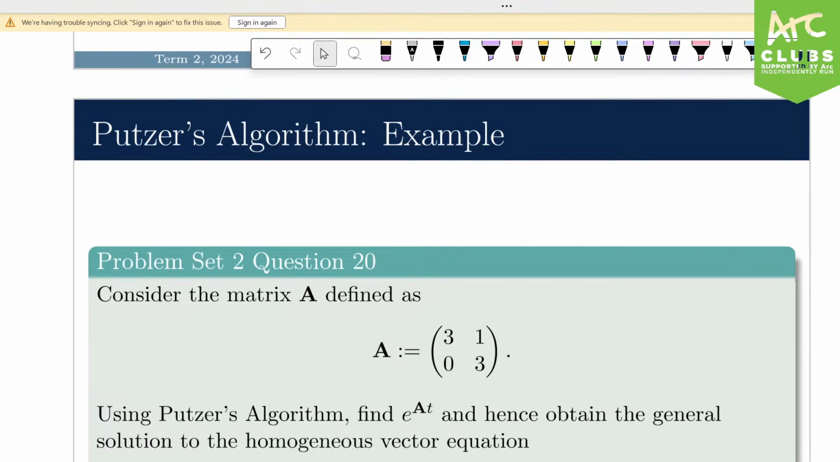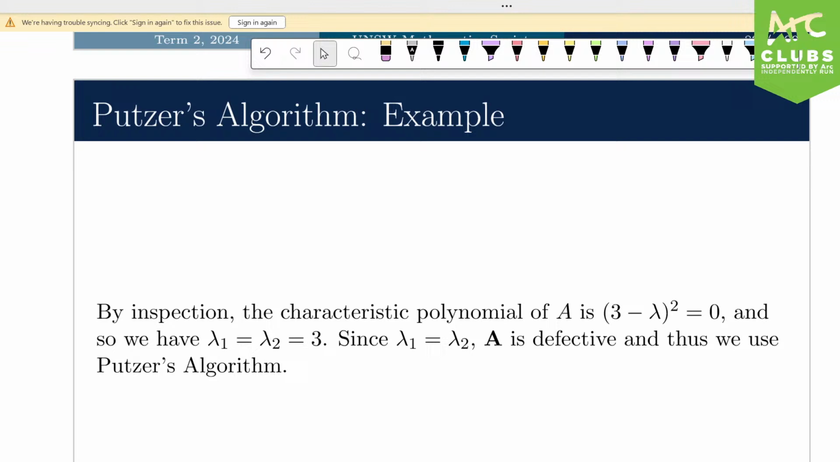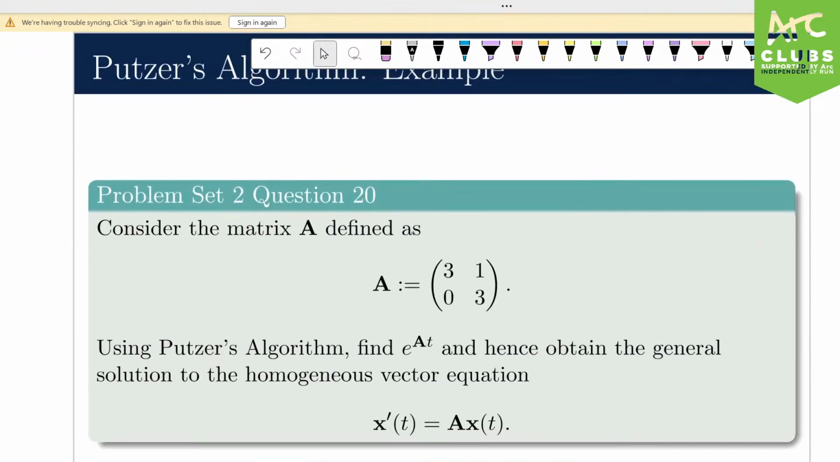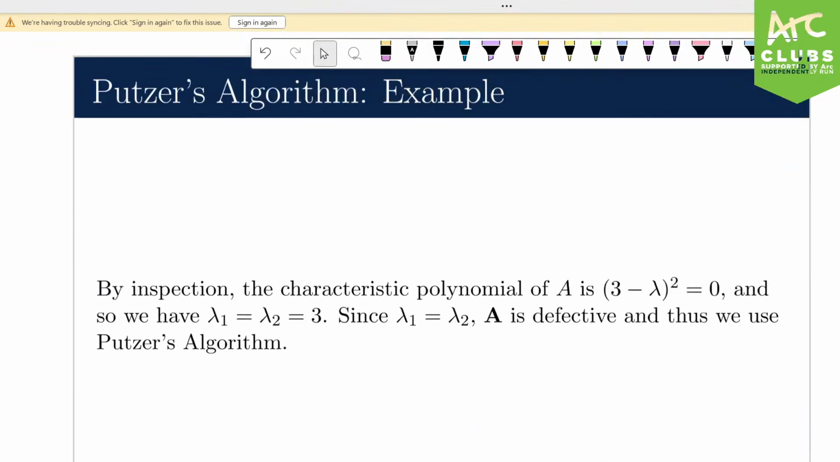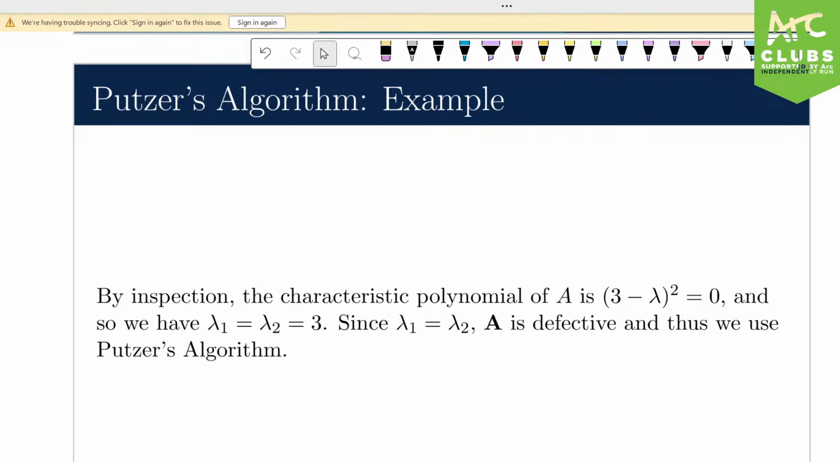First, find eigenpairs. By inspection, for our characteristic polynomial, we have 3 minus lambda on the diagonal. Take the determinant, and the opposite diagonal just goes to 0 because you've got a 0 term there. So our characteristic polynomial is just 3 minus lambda squared equals 0. So we've got lambda 1 equals lambda 2 equals 3. This is classic Putzer's algorithm shenanigans going on. Since lambda 1 is lambda 2, A is defective, so we have to use Putzer's algorithm.